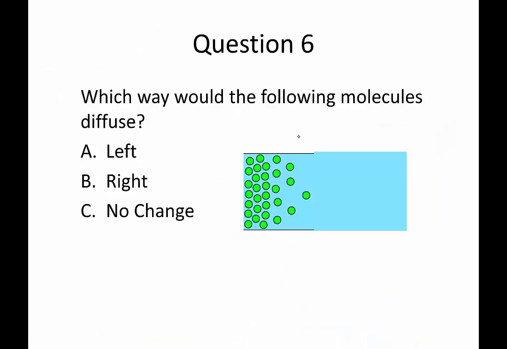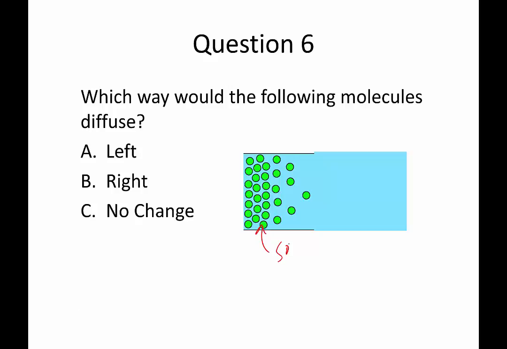So to sort of drive that point home, here's a question for you. Which way would the following molecules diffuse? A, left, B, right, or C, there would be no change? Before I answer that question, let's go over a couple of the key terms we talked about in the last slide.